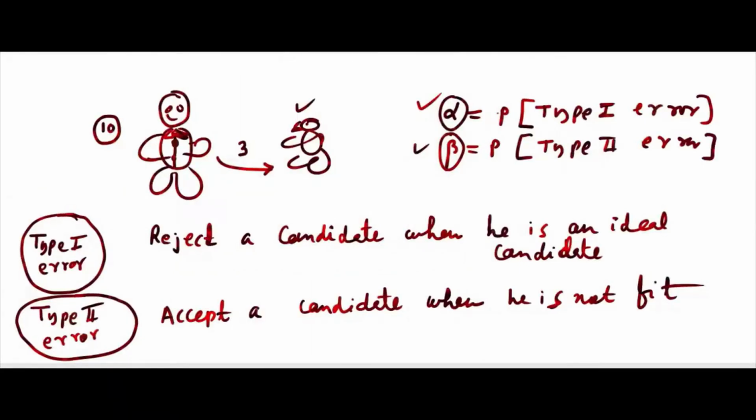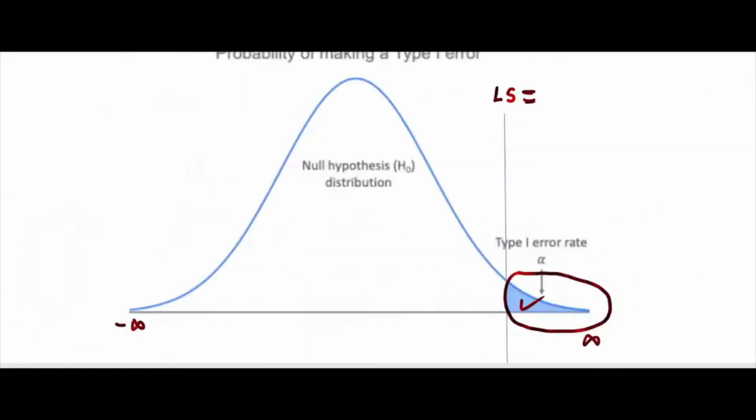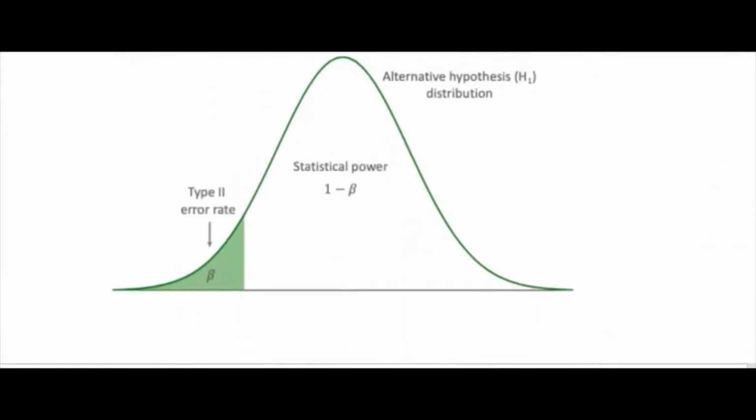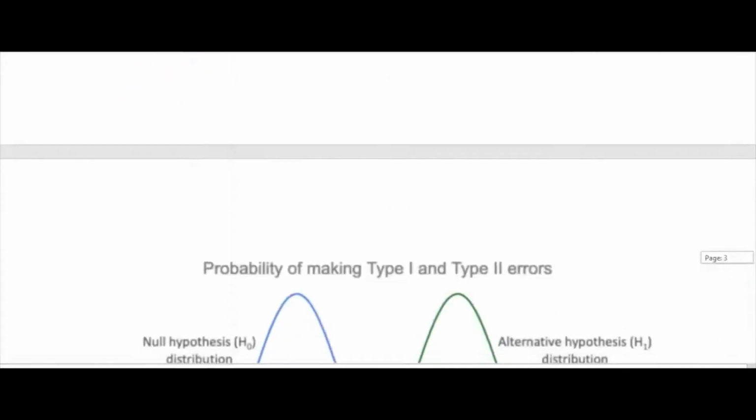I accept something which is not true. So now here, this is type 1 error. Okay, probability of type 1 error, that is alpha notation. If you come to this side, this will be beta, type 2 error, beta. Now combine, we have this.